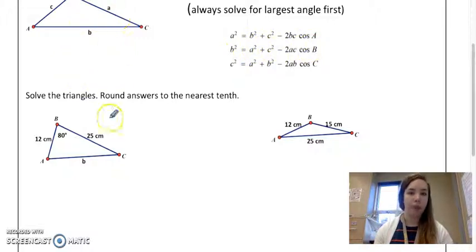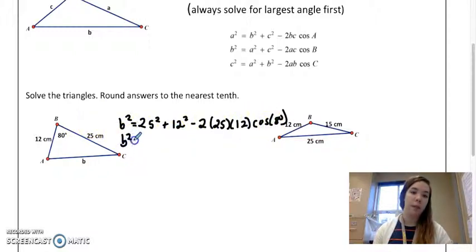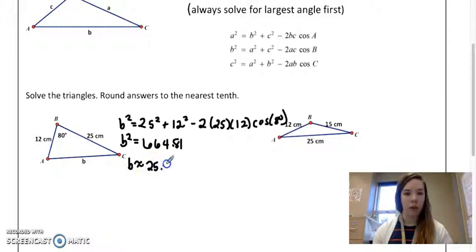So I have b squared equals a squared, which is 25 squared, plus c squared, which is 12 squared because it's straight across, minus 2 times a c cosine of 80, because that's our angle B. All right, and I'm just going to type this whole thing on the right side into my calculator. Okay, so I get 664.81, and then I have to square root that. And it says round to the nearest tenth, so we'll do 25.8 centimeters.